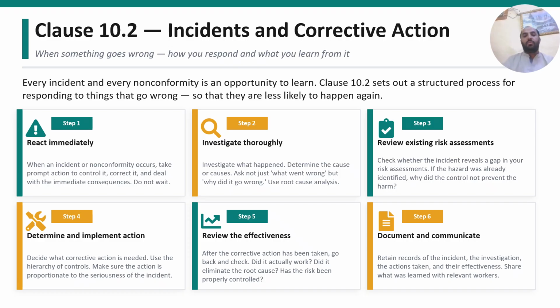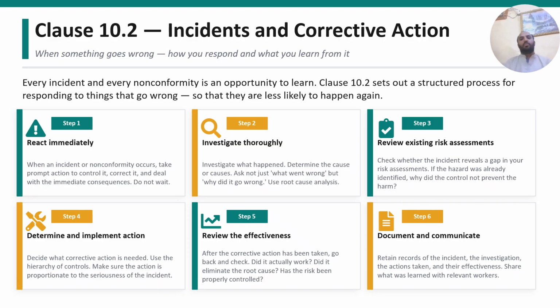The third step is to review your existing risk assessments in light of what you have found in the incident investigation. Ask the question, did this incident reveal a gap in our hazard identification or risk assessment? If the hazard was already identified, why did the control not prevent the harm? If the hazard was not identified, then why not? If it was identified, what does that tell us about our hazard identification process?